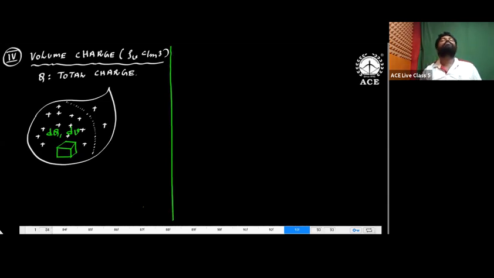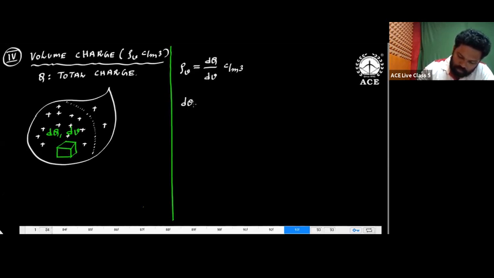I'm going to define the volume charge density rho v. Rho v is equal to dq by dv. Units are coulomb per meter cube. So dq is equal to rho v into dv. For total charge, you should perform the volume integral of rho v into dv.